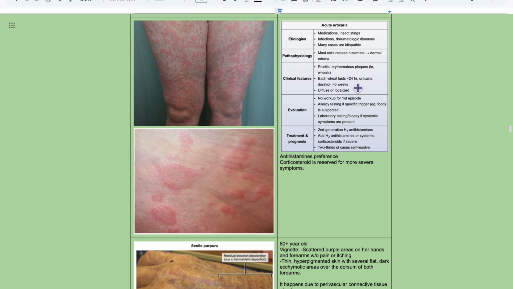Urticaria duration is less than 6 weeks, diffuse or localized. Evaluation is no workup for the first episode. Allergy testing if a specific trigger like food is suspected, and lab testing or biopsy if systemic symptoms are present. Treatment and prognosis: you give second generation antihistamines, and add H2 antihistamines or systemic corticosteroids if it's severe. Two thirds of cases self-resolve. Antihistamines are preferred. Corticosteroids are reserved for more severe symptoms.